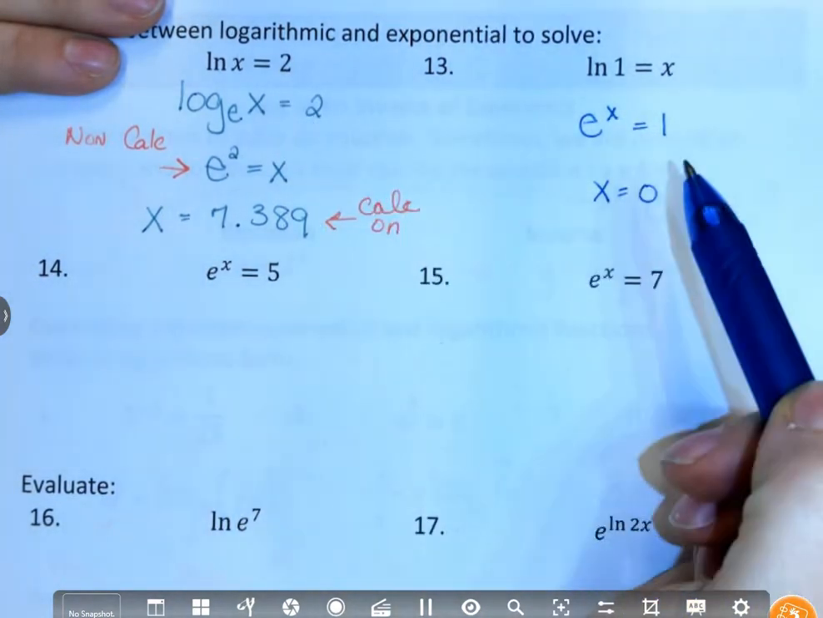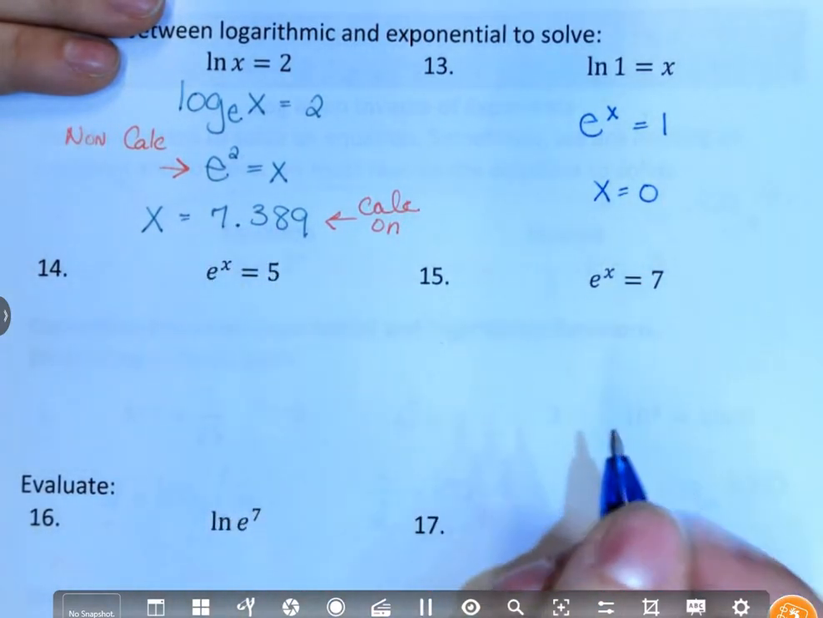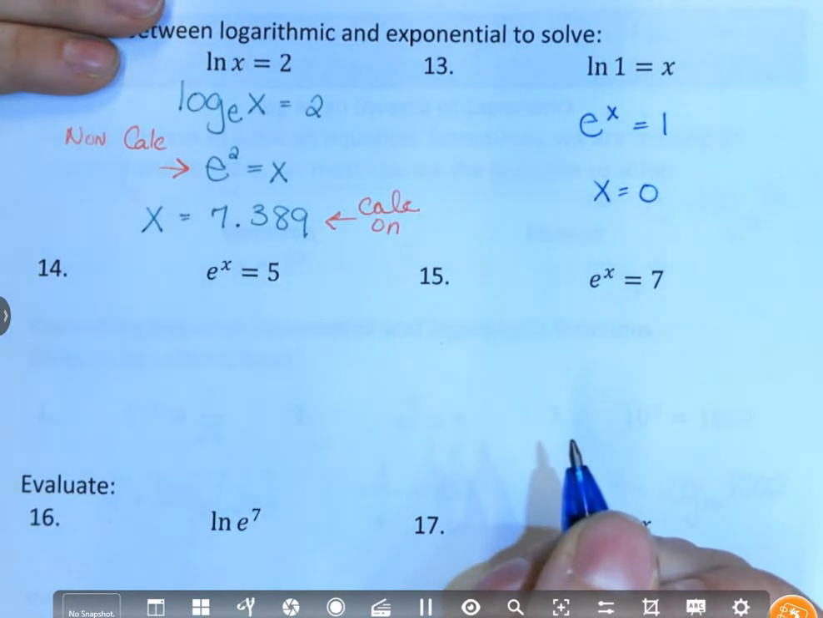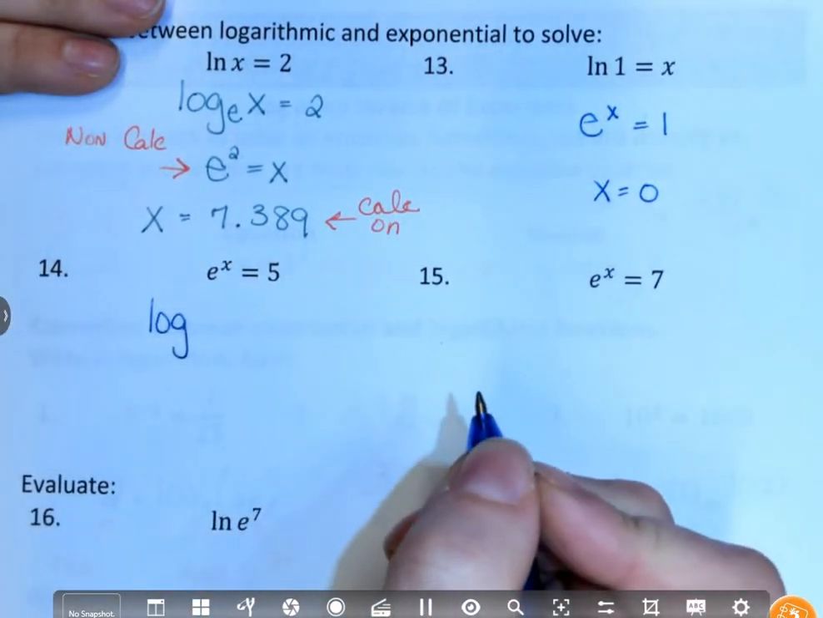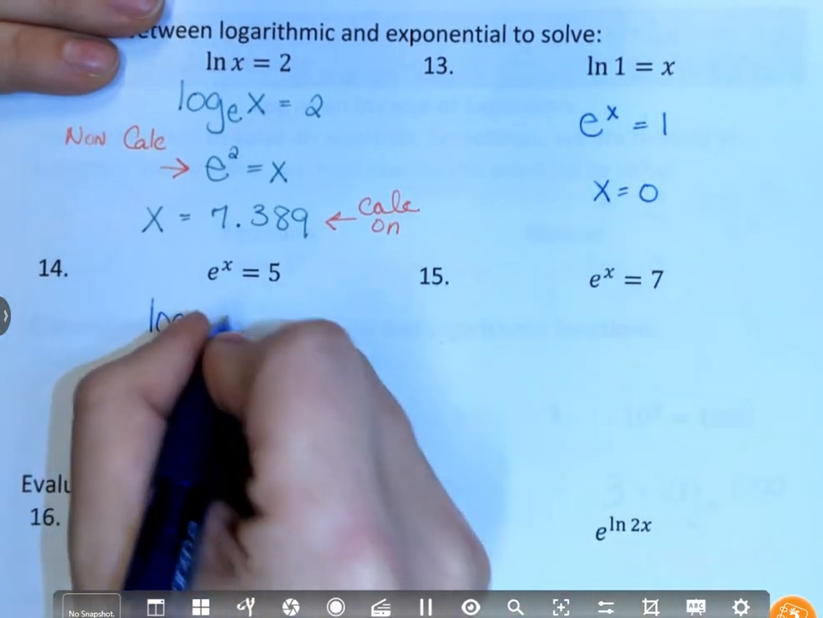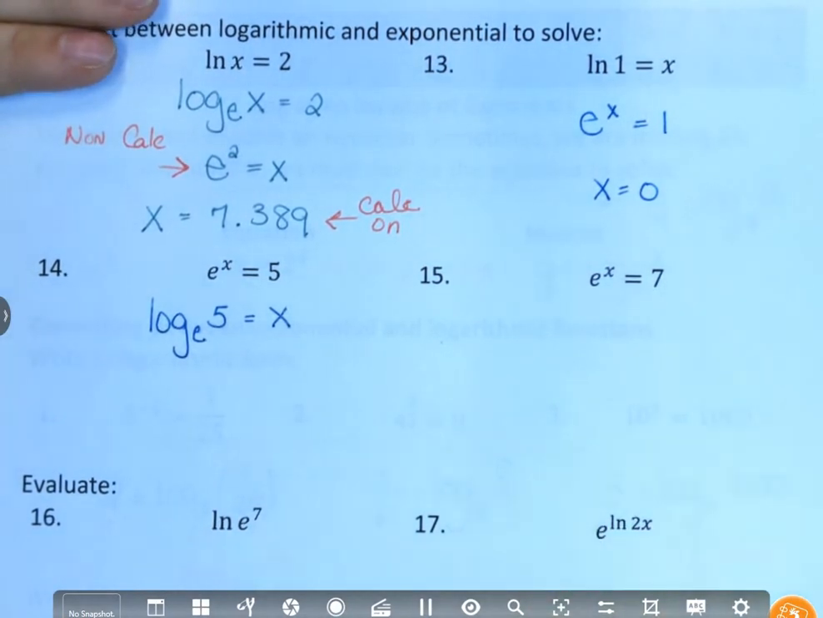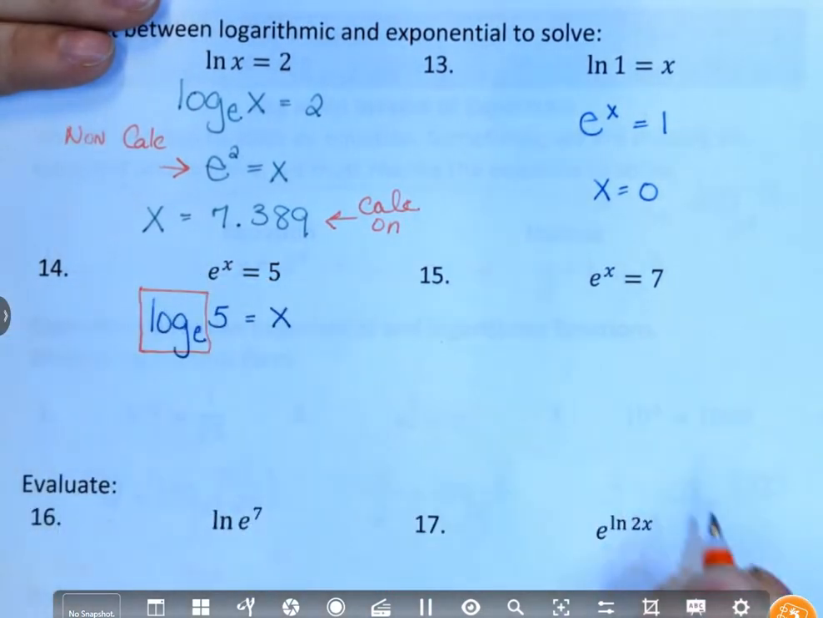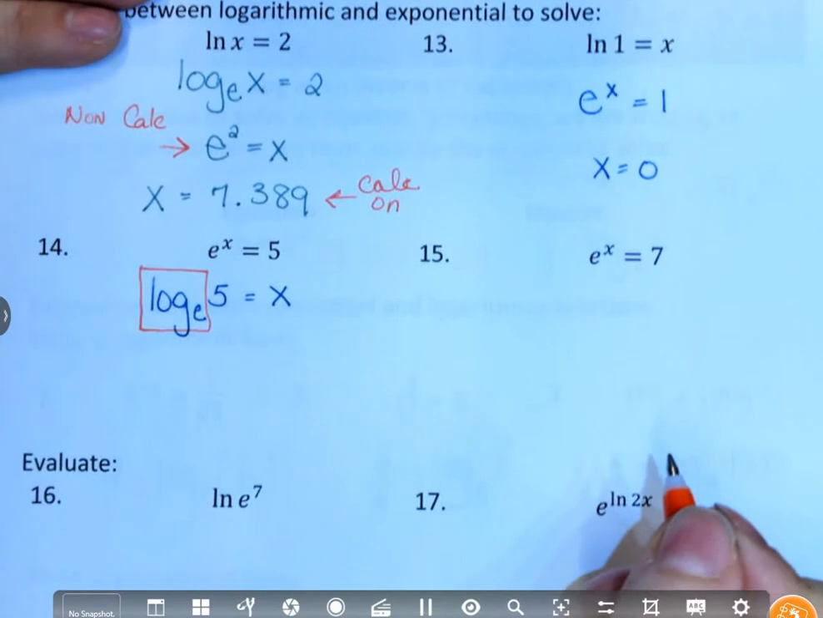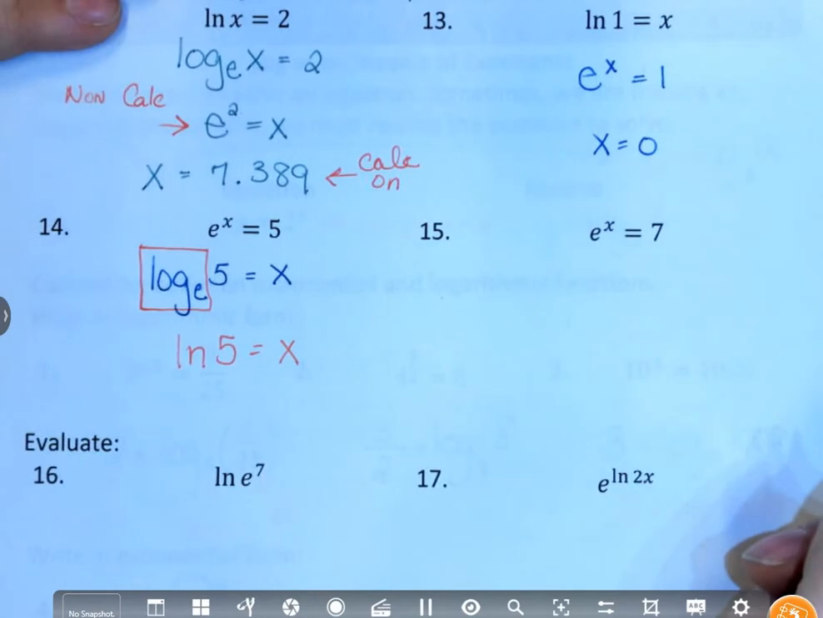So this is going from a log to an exponent. Now we can go from an exponent to the log. How would I rewrite e to the x equals 5? If you want to write it with the base, if I were to do log base e of 5 equals x, if you need that step, there's nothing wrong with it. You just have to remember that this is never going to be accepted as a final answer. You will lose points if you do that. What do you need to say? ln of 5 is x.